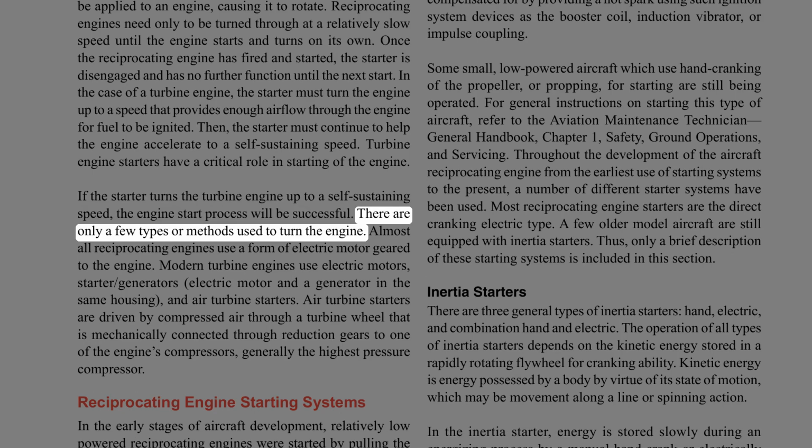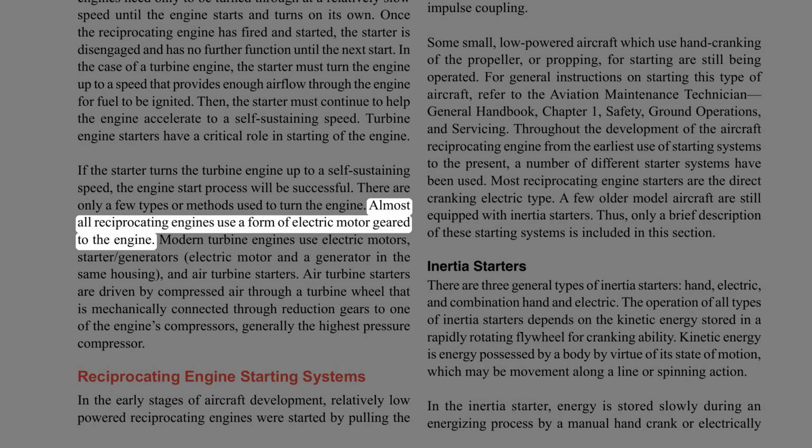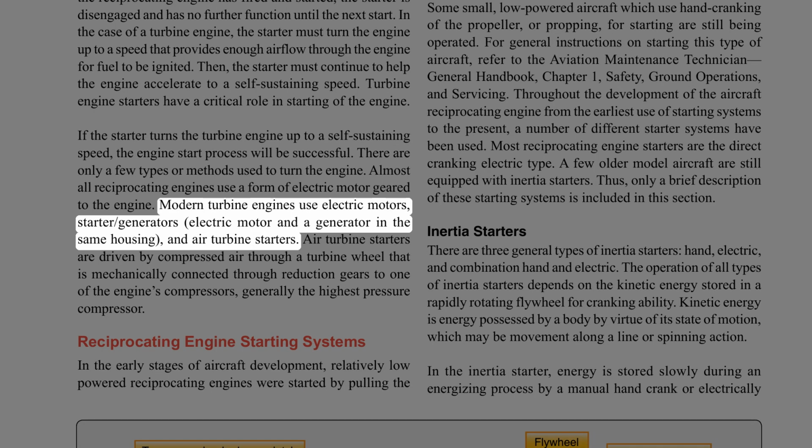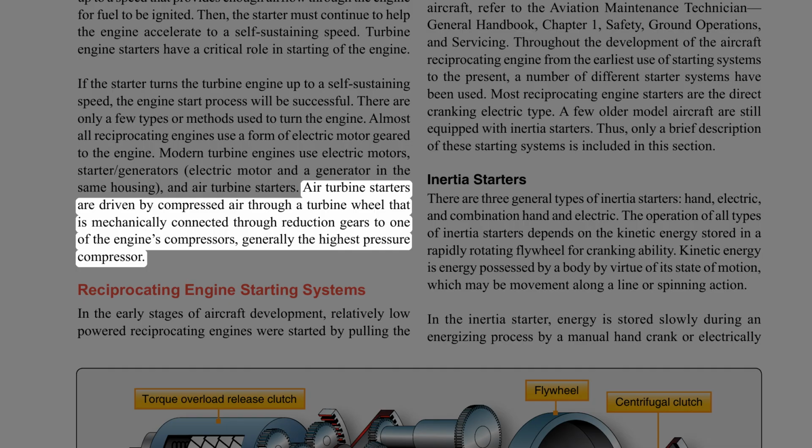There are only a few types or methods used to turn the engine. Almost all reciprocating engines use a form of electric motor geared to the engine. Modern turbine engines use electric motors, starter-generators (an electric motor and a generator in the same housing), and air turbine starters. Air turbine starters are driven by compressed air through a turbine wheel that is mechanically connected through reduction gears to one of the engine's compressors, generally the highest pressure compressor.